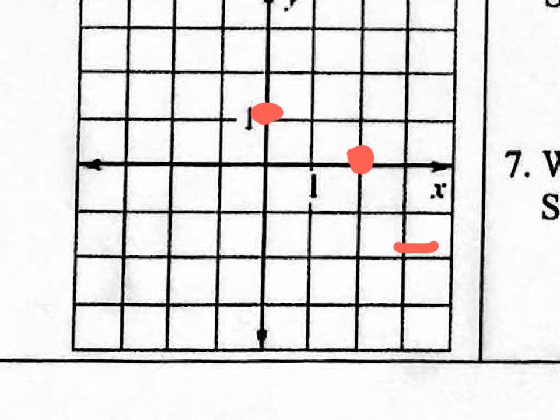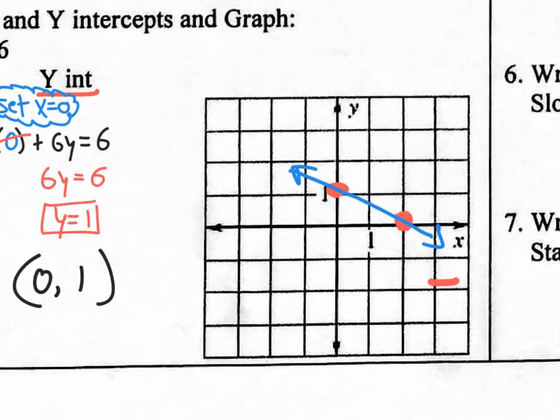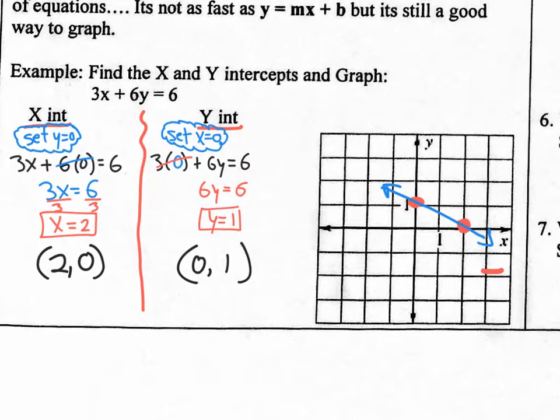Let me draw it in blue. And that's the graph of your line. So instead of having to get y by itself and then making an xy table and plugging in 3 numbers and pulling out 3 answers, you could say, oh, this is in standard form. And if it's in standard form, it's really easy to graph.